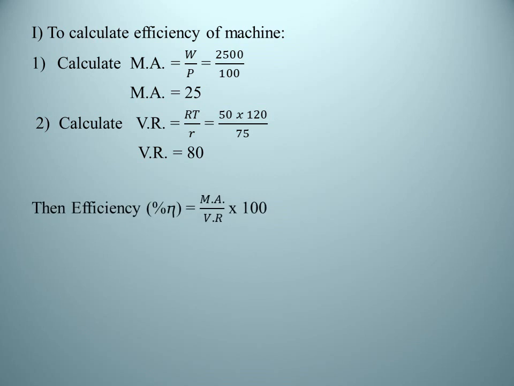Then the efficiency, we know the formula for efficiency is equal to MA upon VR into 100. Then by putting these values of MA and VR and by solving we get the efficiency percentage. Efficiency is equal to 31.25%. And this is one of the answers of our question.